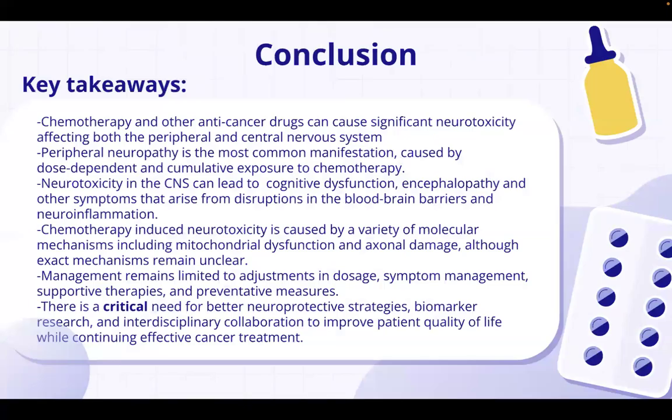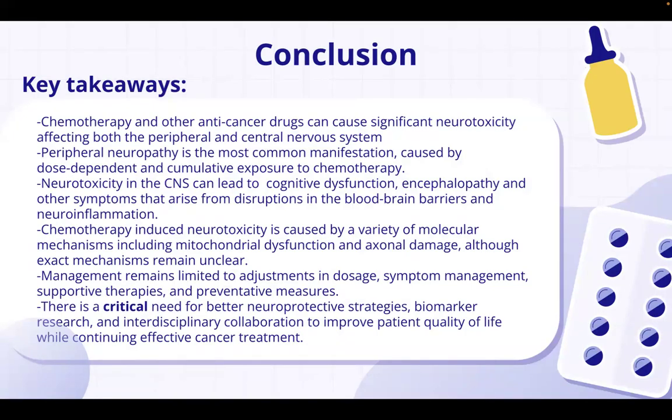And just to wrap things up and go over some key takeaways from the presentation, as we saw, chemotherapy and other anti-cancer drugs can cause significant neurotoxicity affecting both the peripheral and central nervous system, which manifest in different ways. Peripheral neuropathy specifically is the most common manifestation, and it is caused by dose-dependent and cumulative exposure to chemotherapy and anti-cancer drugs. In terms of the central nervous system, neurotoxicity there can lead to cognitive dysfunction, encephalopathy, and other symptoms that arise from disruptions in the blood-brain barrier and neuroinflammation.